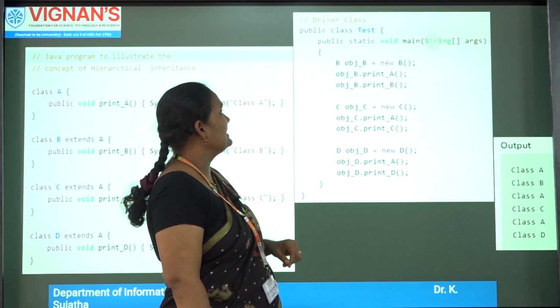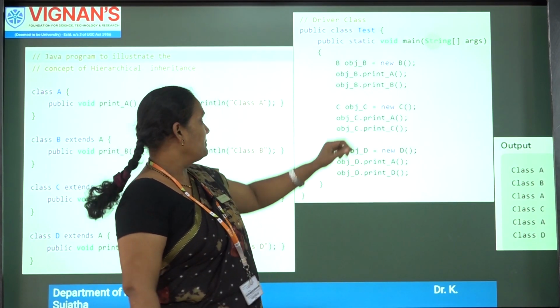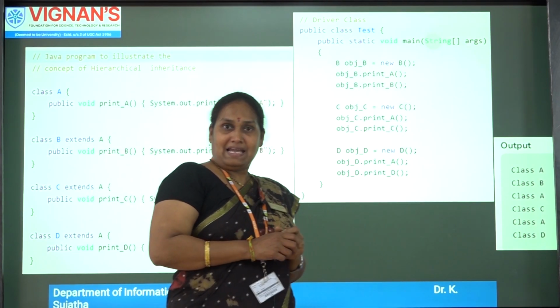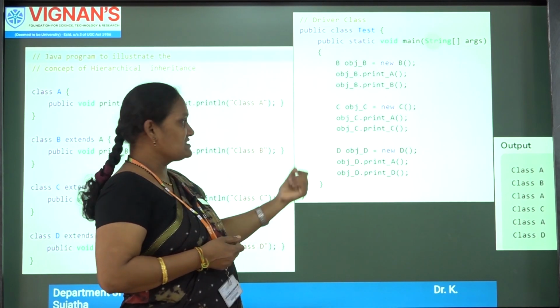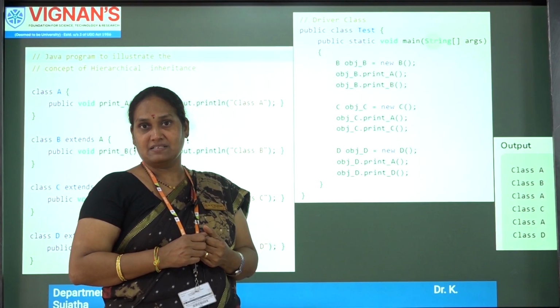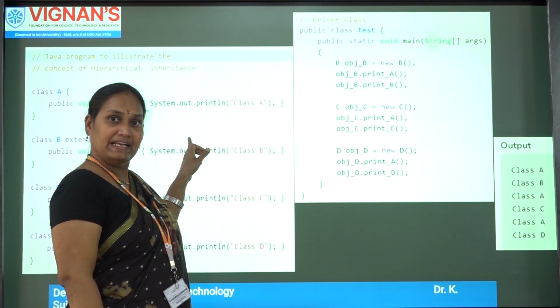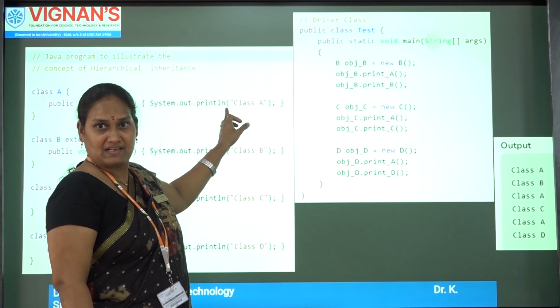There you can see here I have created an object for class B, new B. Now can I access, by creating a single object, all the methods which are present in this inheritance? No. Here class B can access its own method and the methods which are present in its superclass.